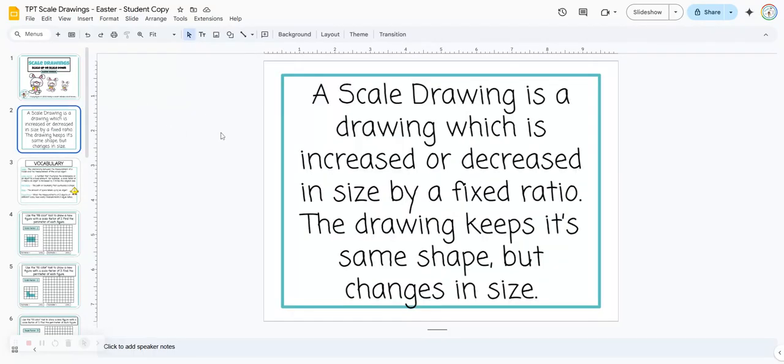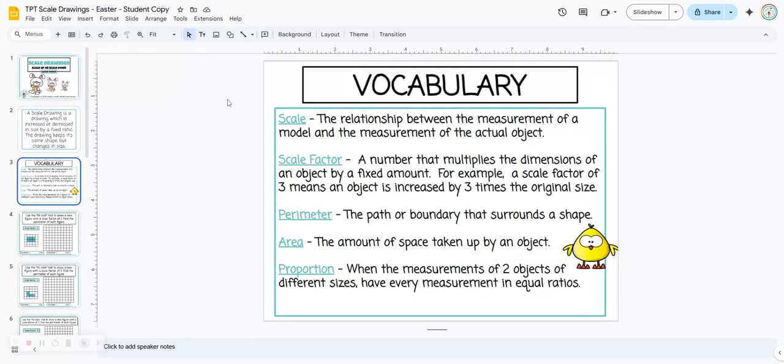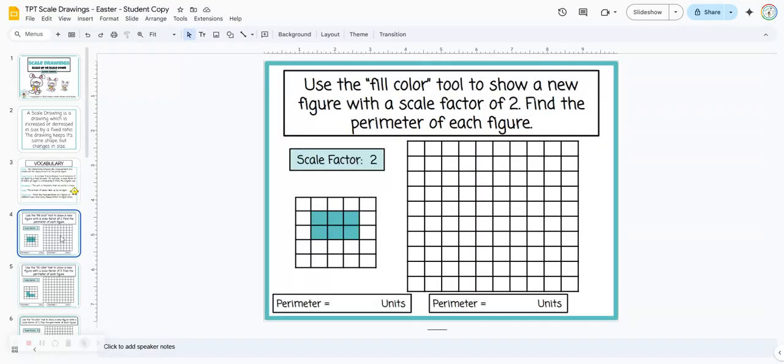So the lesson starts with explaining what a scale drawing is, and then it gives students some vocabulary. So you can go over each of these with the students. They're going to start on slide 4, so they're given a rectangle shape here on the left, and they're going to scale it up by a scale factor of 2. That means it's going to be the same size but 2 times larger.